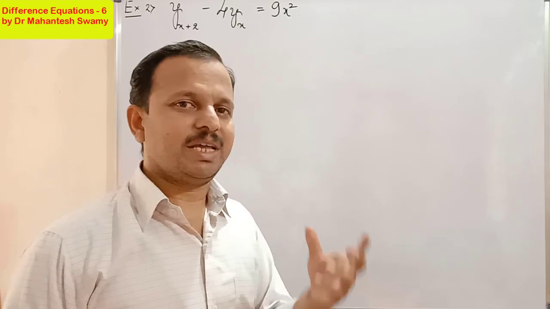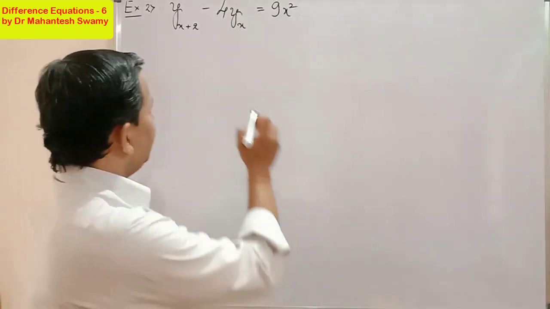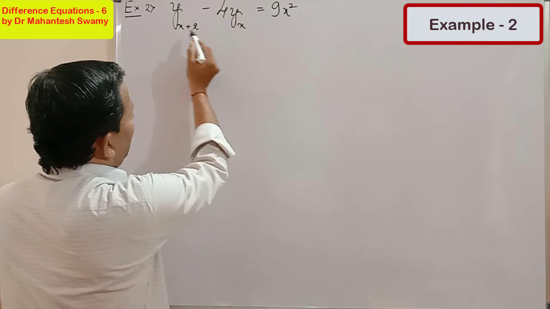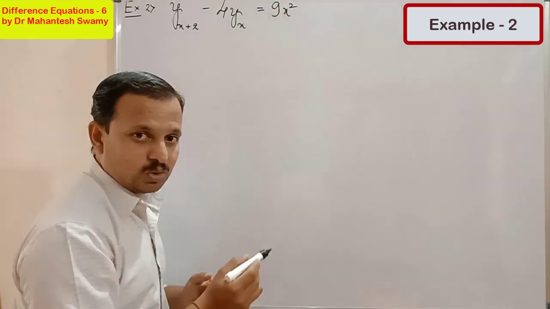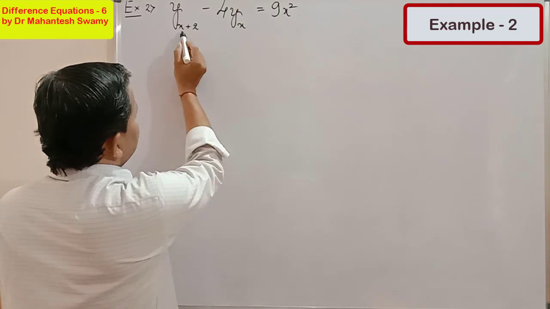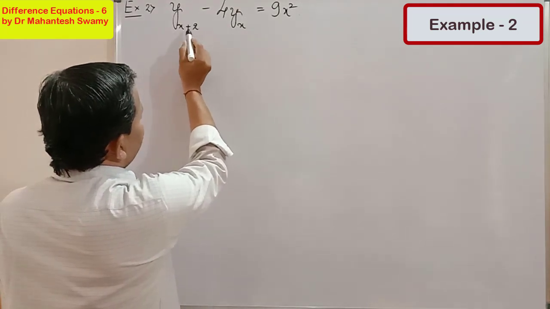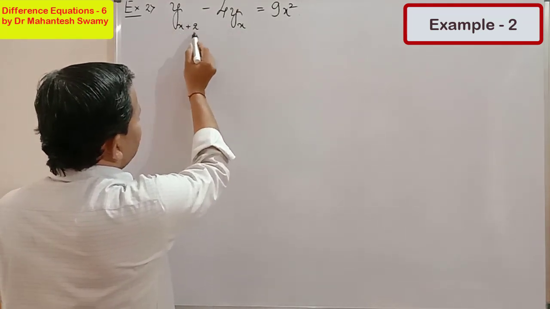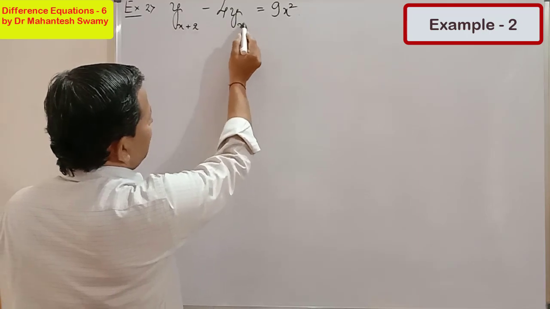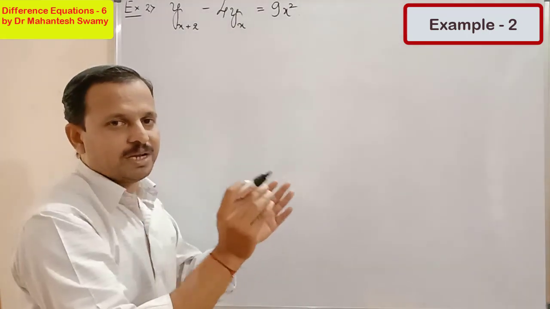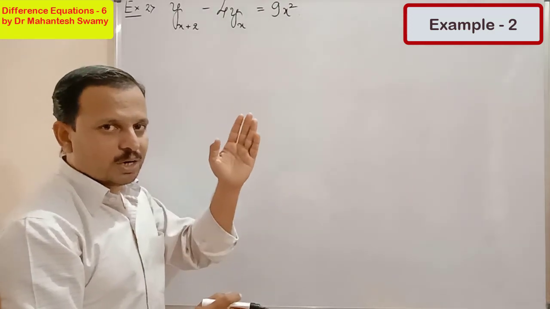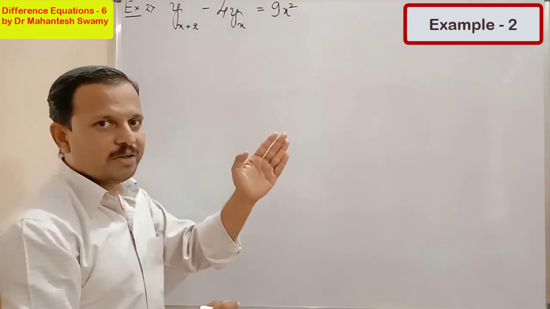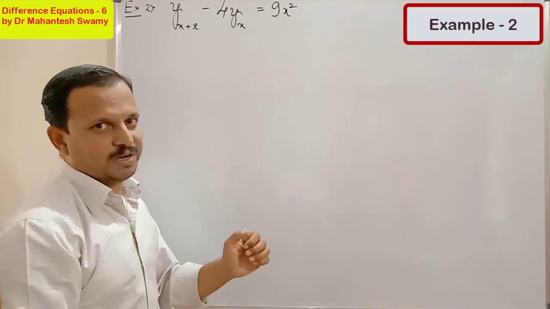Now let us consider the next example, which is again a non-homogeneous difference equation because right hand side is not equal to 0, and it is now a second order difference equation because the highest argument is x plus 2, the lowest argument is x, their difference is 2, therefore it is a second order non-homogeneous linear difference equation with constant coefficients.